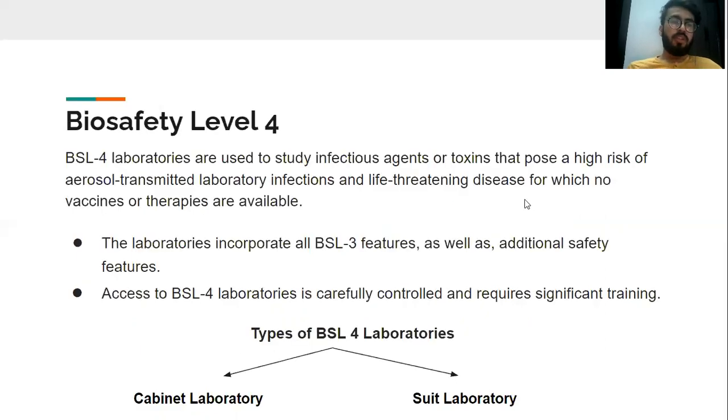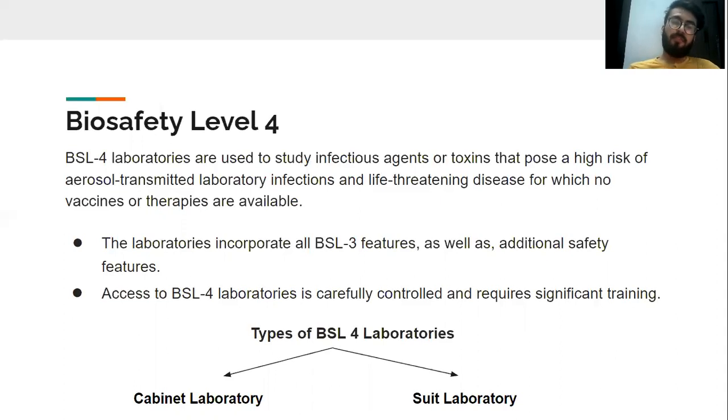So now we should discuss biosafety level 4. Biosafety level 4 is the major one that is used to study infectious agents or toxins that pose a high risk of aerosol transmitted laboratory infections and life-threatening disease for which no vaccines or therapies are available. The laboratories incorporate all BSL-3 features as well as additional safety features. Access to BSL-4 laboratories is carefully controlled and requires significant training.